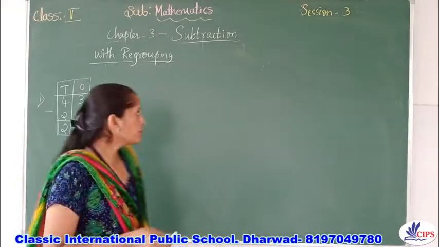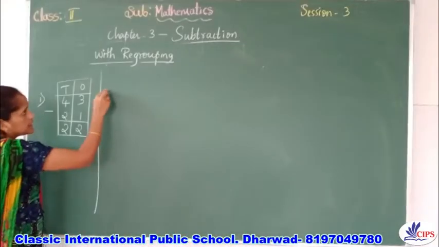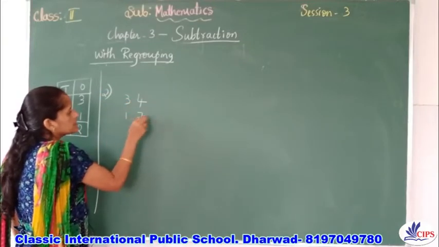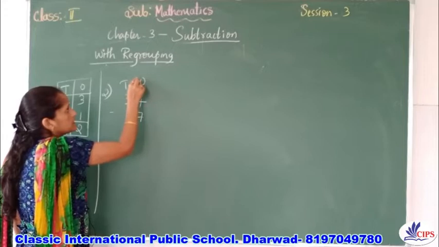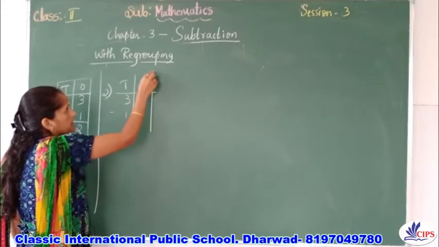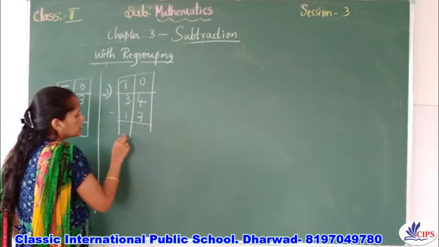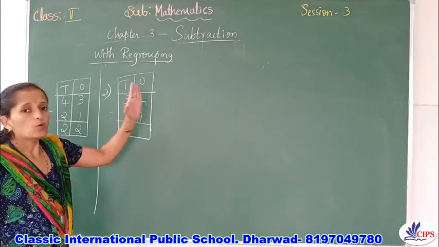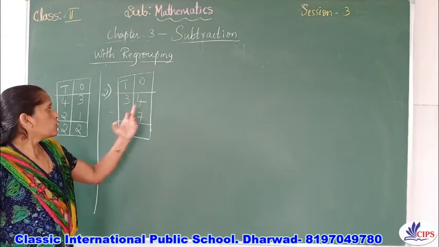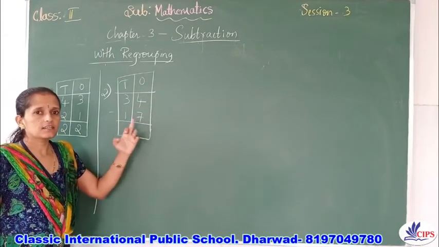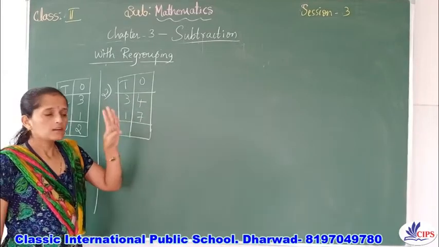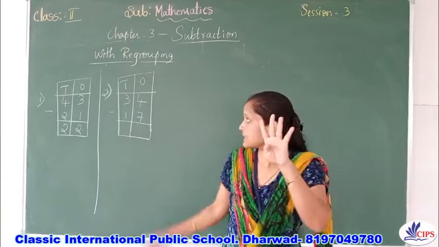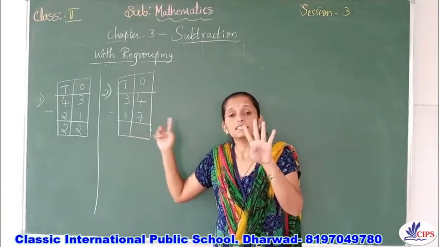Now moving on to the next example, 34 minus 17. Here, whether addition or subtraction, we always need to start from the ones place. Now 4 minus 7. How to do 4 minus 7 here? We have only 4 fingers, right? But I have to subtract 7.